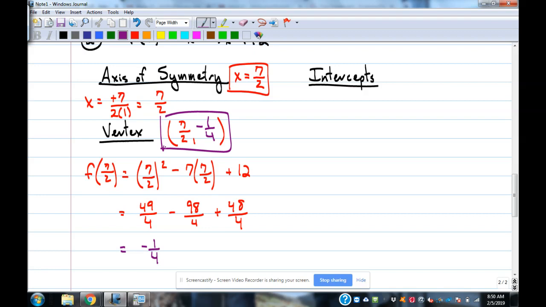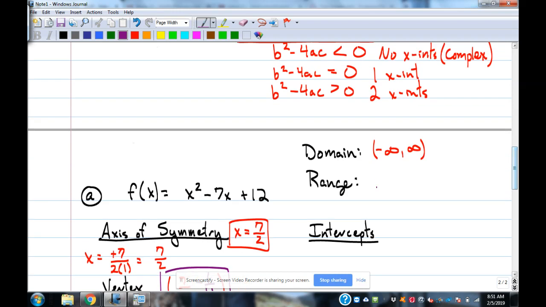So we know because this thing opens up that what's the lowest value in the range? Negative 1/4. So the range is going to go from negative 1/4 up toward positive infinity. We know that because the graph opens up like that. Okay. Is that a bracket on the negative 1/4 or a parenthesis? Bracket. We know that that's equal to, that's where the vertex is. Okay.